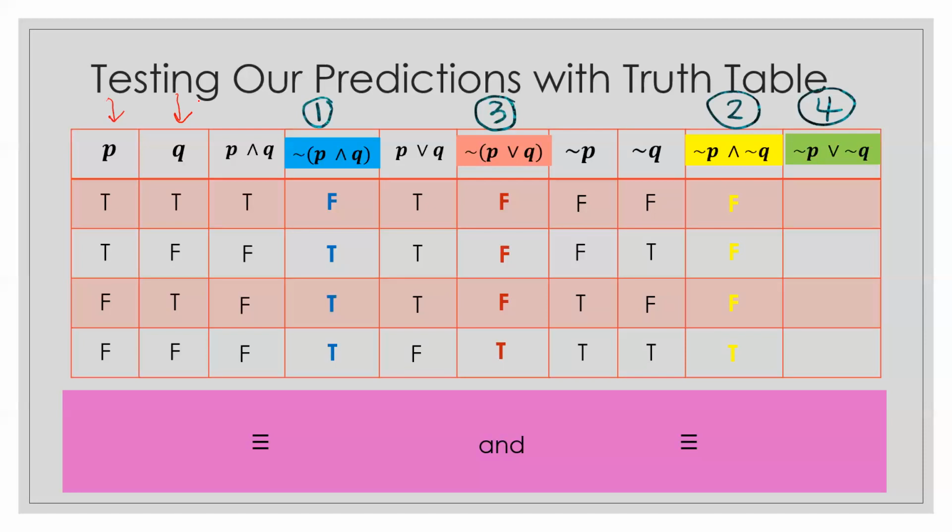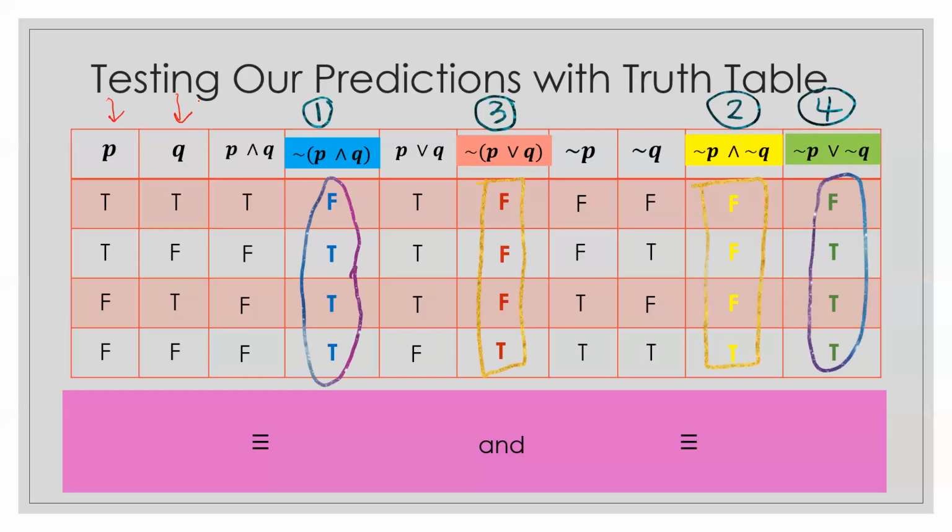Now let's look at or. False or false is false. False or true is true. True or false is true. And true or true is true. So let's compare the truth values of all of those combinations. You can see that number 1 is equivalent to number 4, and number 2 is equivalent to number 3.